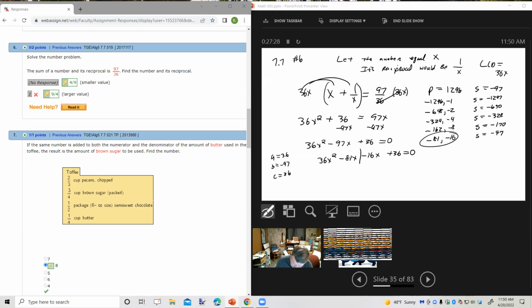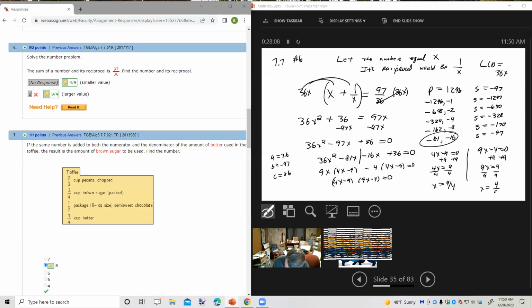Factor by grouping, let's see. I could take a 9x out and I get a 4x minus 9. Here I get a 4x minus 9 and a minus 4. So I get 4x minus 9, 9x minus 4 equals 0. Well, if 4x minus 9 equals 0, then adding 9, we get 4x equals 9. Dividing by 4, we get x equals 9/4. If 9x minus 4 equals 0, adding 4, we get 9x equals 4. Dividing by 9, we get x equals 4/9.